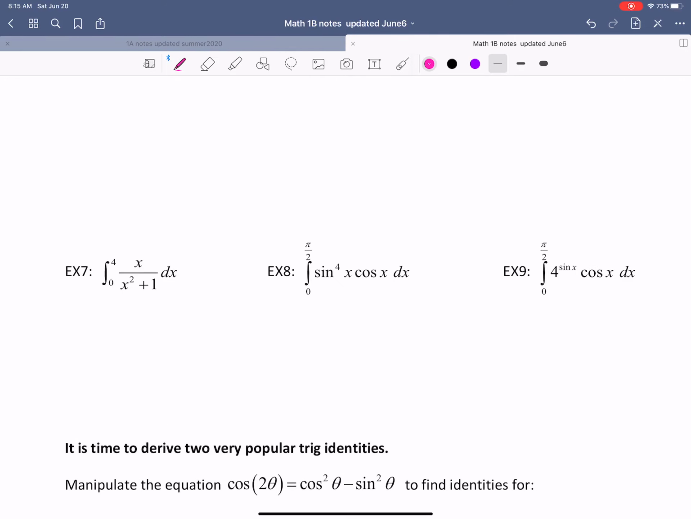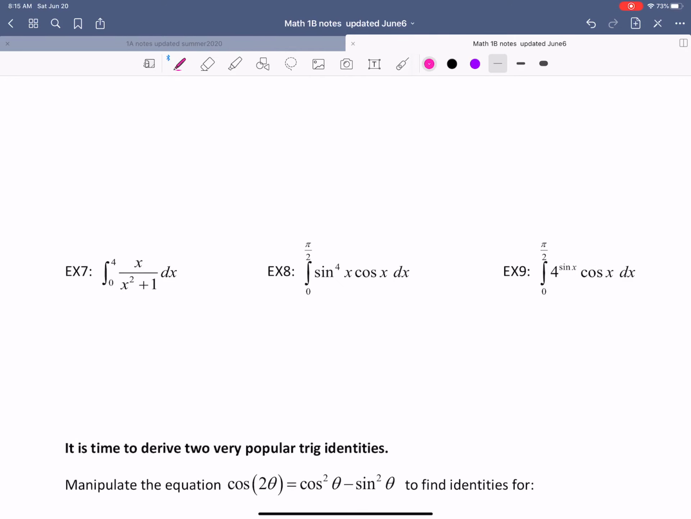So on the top I have 1/2 du, on the bottom I have u, and that's going to turn out to be 1/2 natural log of u. Bounds are from 1 to 17. If we change the bound from 1 to 17, we can go ahead and plug them in now. No need to add the constant c because it is a definite integral. It is not an indefinite integral.